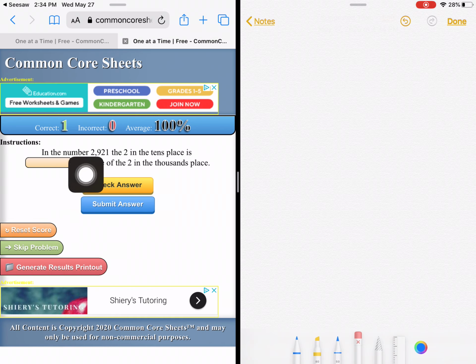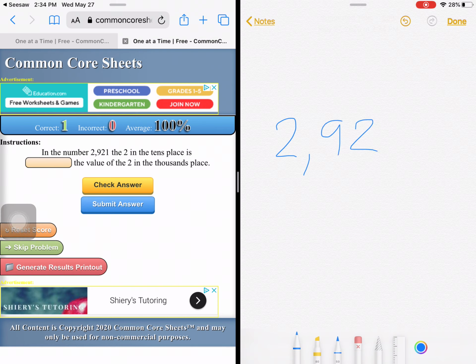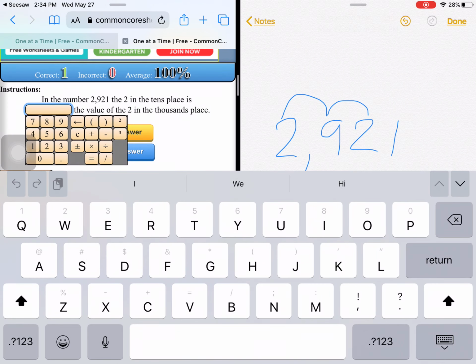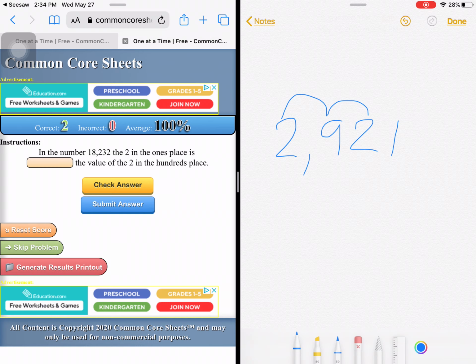In the number 2,921, the 2 in the tens place is blank the value of the 2 in the thousands place. So the 2 in the tens place, again, is smaller. So it's going to be a fraction. I'm going to go 10, 100. So it's 1/100th. Yep, my answer is correct. Go to the next one.